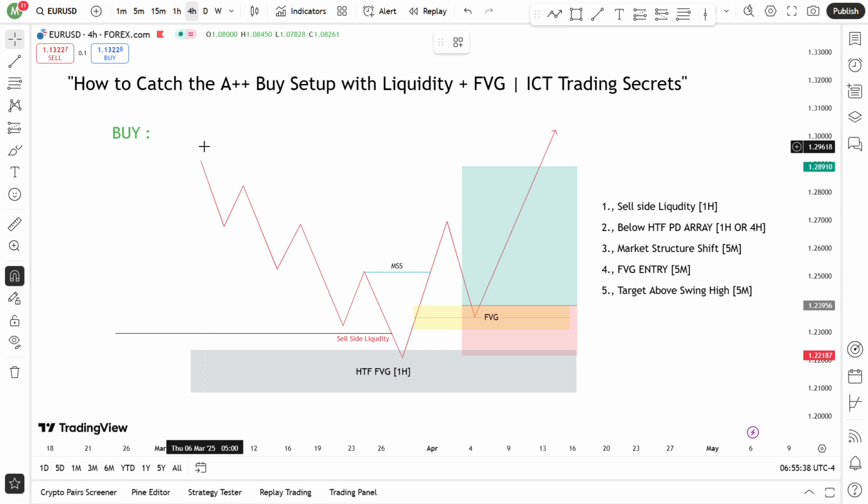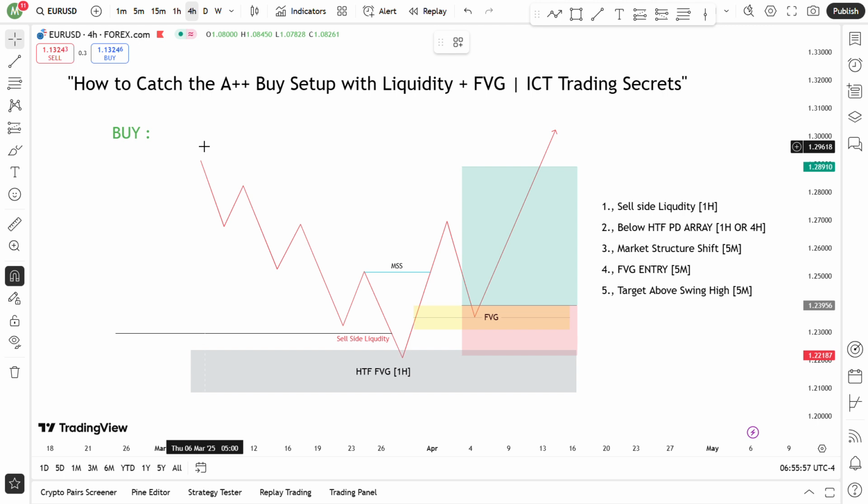Don't keep changing the entry model, like trading one entry model this week and changing to another next week. No, no, no, that's wrong. First, you need to be clear about which entry model you are using and what you should do. If you are taking one entry model, you should master that one entry model.